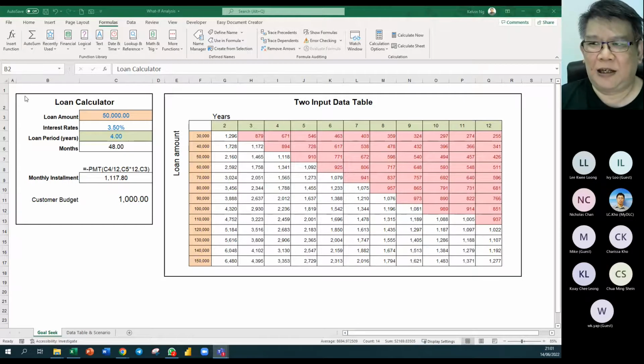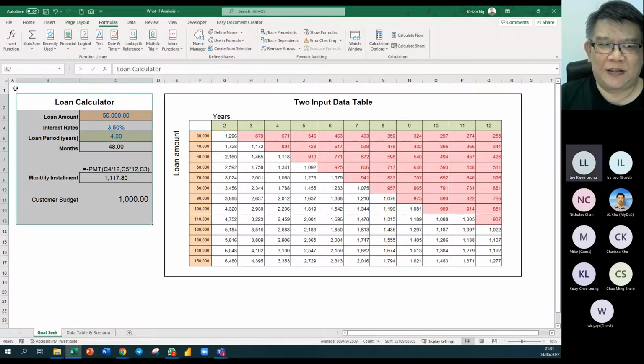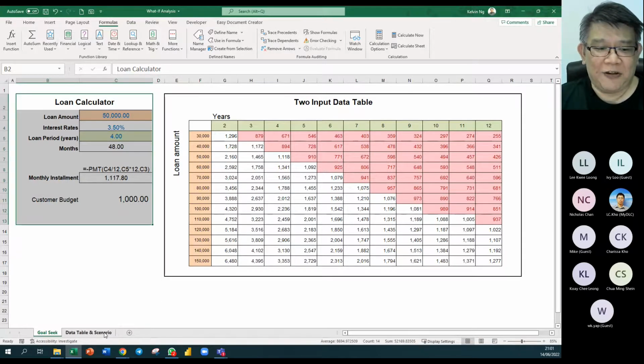But by the way, in our session today, this is just one of these to introduce the what if analysis. I don't want you to get me wrong that when I say what if analysis, immediately you think of loan. No, don't do that. Now, I give you another example.